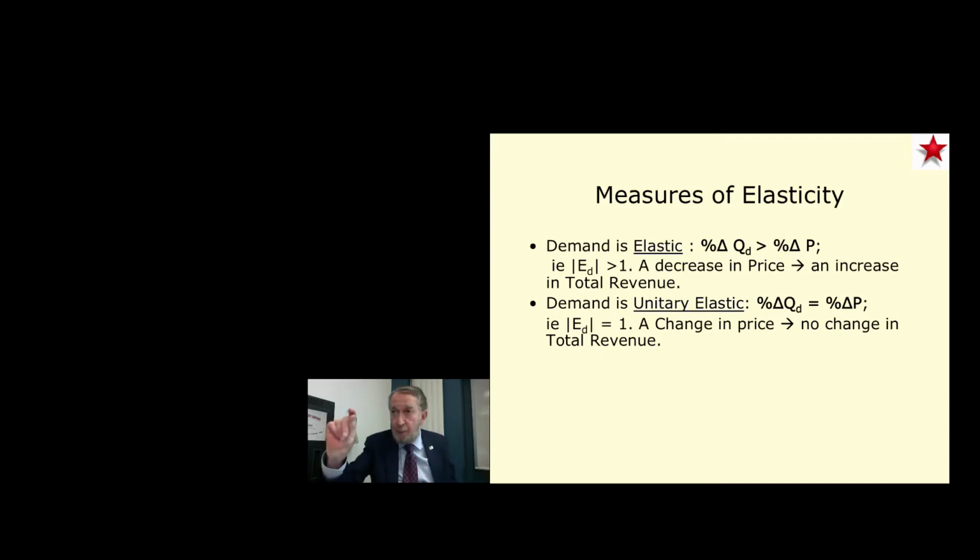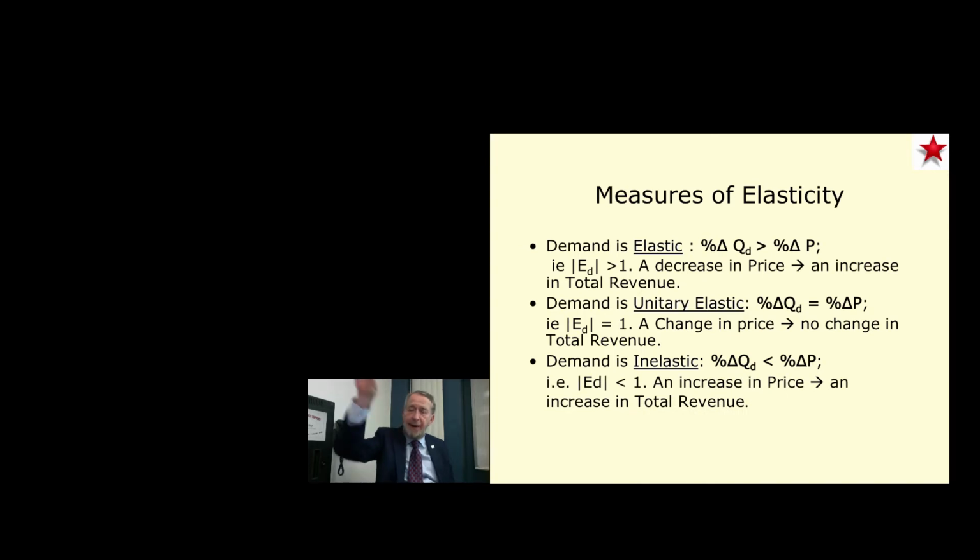The closer it is to 1, the smaller the change. If it is the case, when I raise price, that I lose less than that percent in quantity sold, then the number is going to be less than 1, because quantity is in the numerator, price in the denominator. If the quantity adjustment is smaller than the price change, then you're going to get a fraction as a result.